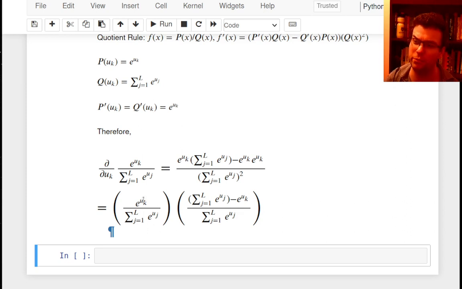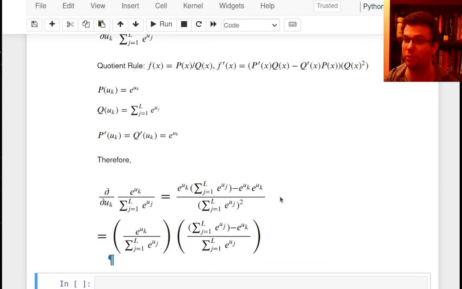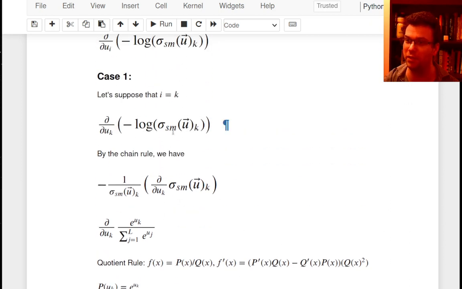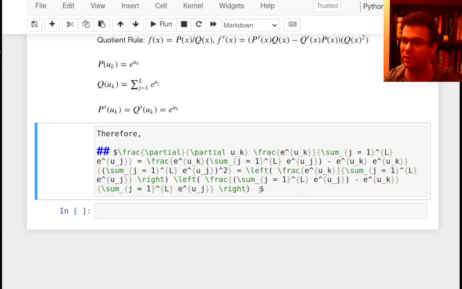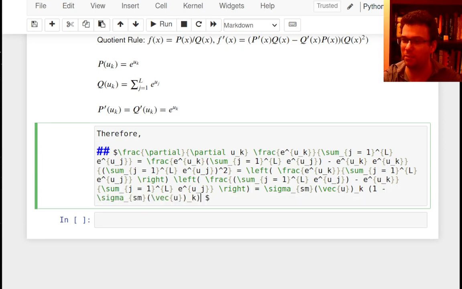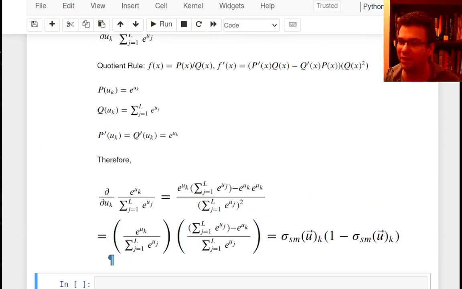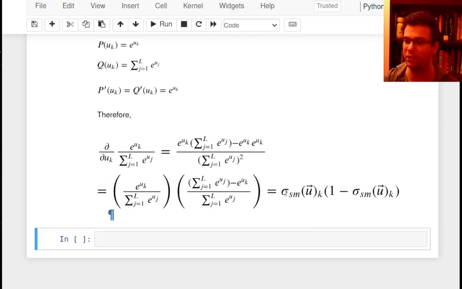And if we look at this, what we realize is that this over here is actually just the softmax function evaluated at k. And this over here is 1 minus the softmax evaluation at k. So I can write this as softmax evaluation at k, look at this mess, times 1 minus softmax evaluation at k. And so it ends up simplifying to something very nice.